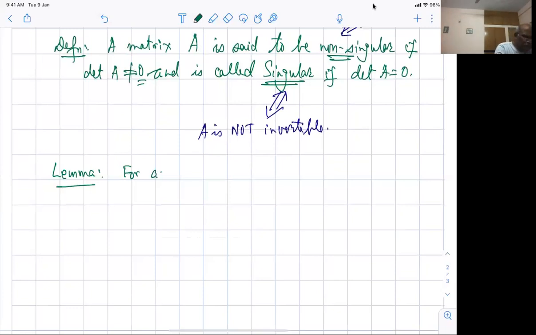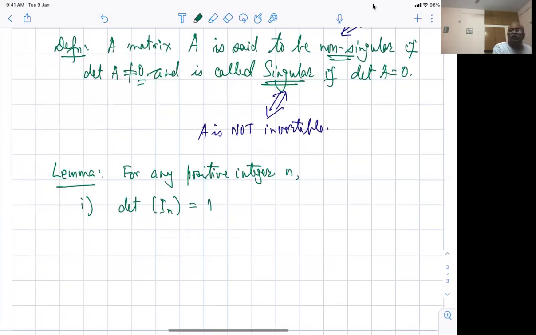For any positive integer n, just fix that positive integer n. 1. The determinant of the identity matrix is 1, because I've got the volume of the n-cube, so it is just 1. 2. The determinant of E_ij, the interchange of the ith and jth rows, will give you -1. Think about it, because in most places it is just 1, and only in i and j there is an interchange. So this is what will happen.